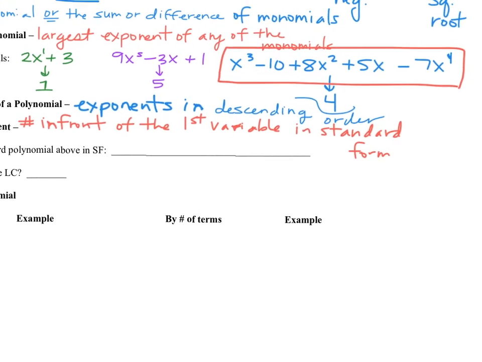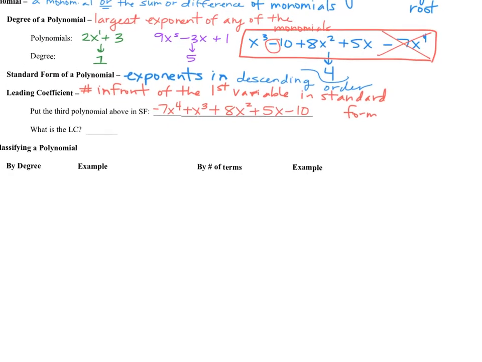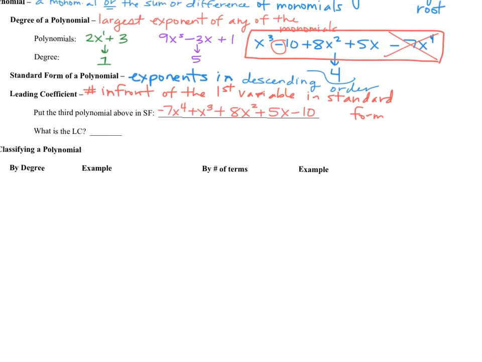That's very important. Okay, negative 7x to the 4th. Okay, so that's this one. Then what? Plus x to the 3rd. Plus 8x squared. Plus 5x minus 10. Don't forget to pay attention to your signs there. Okay, so notice we went 4, 3, 2, 1, none with our exponents.